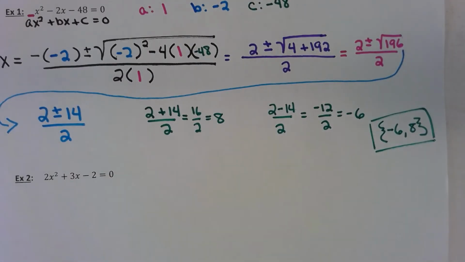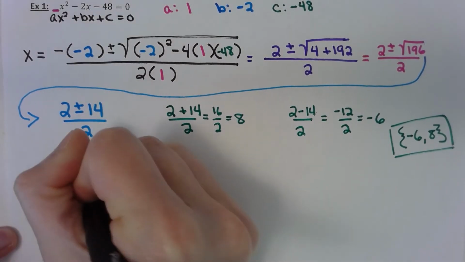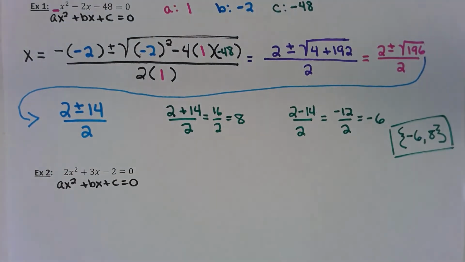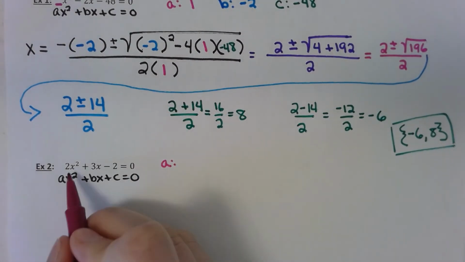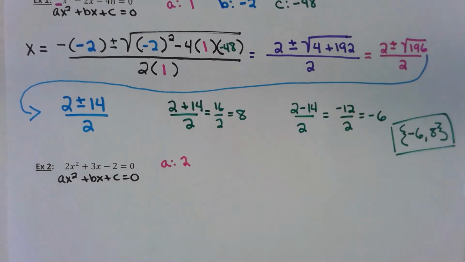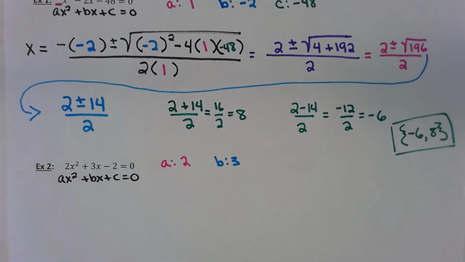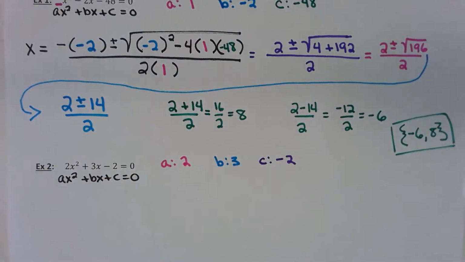Let's get some more practice with this on example 2. So, I've got ax squared plus bx plus c equals 0. Okay. So that means my a value is the number in front of the x squared. Well, that's 2. My b value is the number in front of the regular x. Well, that's 3. And my c is the number at the end, the one that doesn't have a letter attached to it. My c is negative 2.